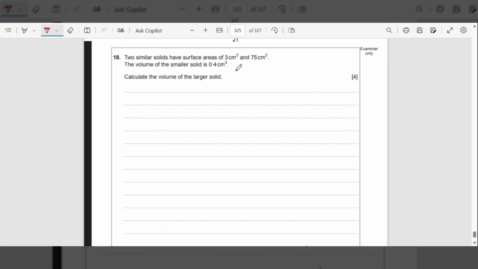Two similar solids. Okay, similar shapes, but this is going to be areas and volumes. Remember this one, guys. Length, surface area, scale factor, and volumes.